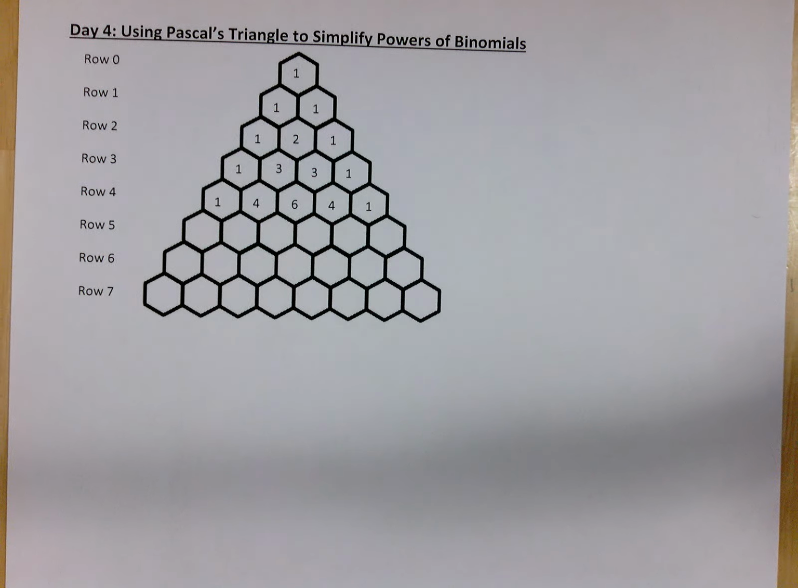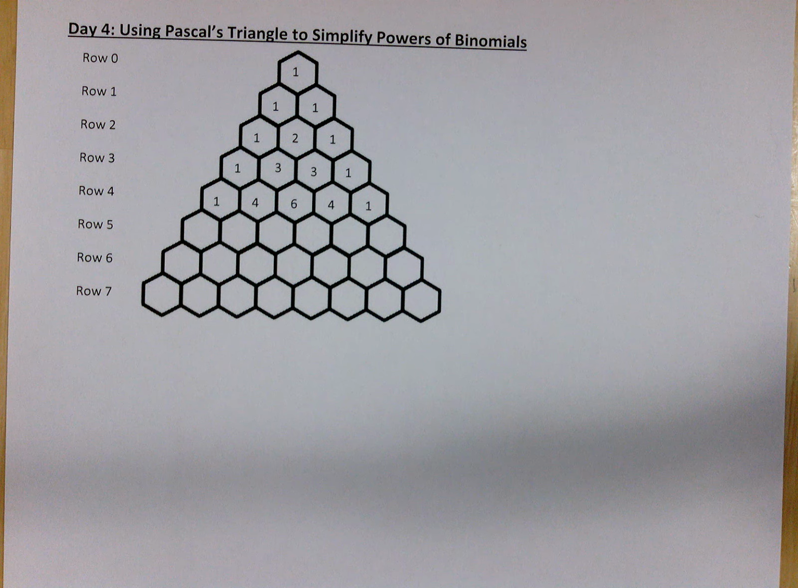All right, so at this point, you should feel fairly comfortable with multiplying polynomials without having too much trouble. What we're going to look at today is a shortcut way that you can multiply out when you have a binomial raised to a power. So, like if you had 2x plus 3 raised to the seventh power, right?